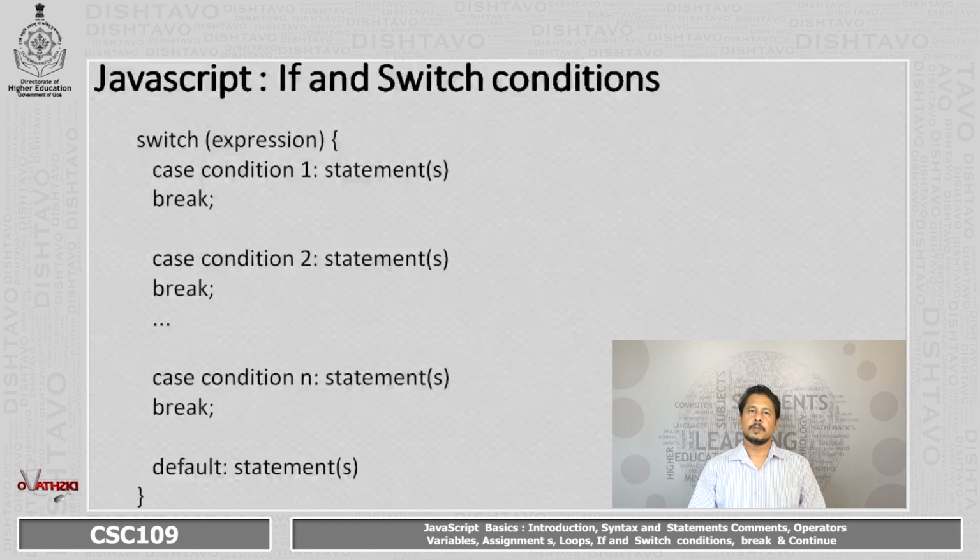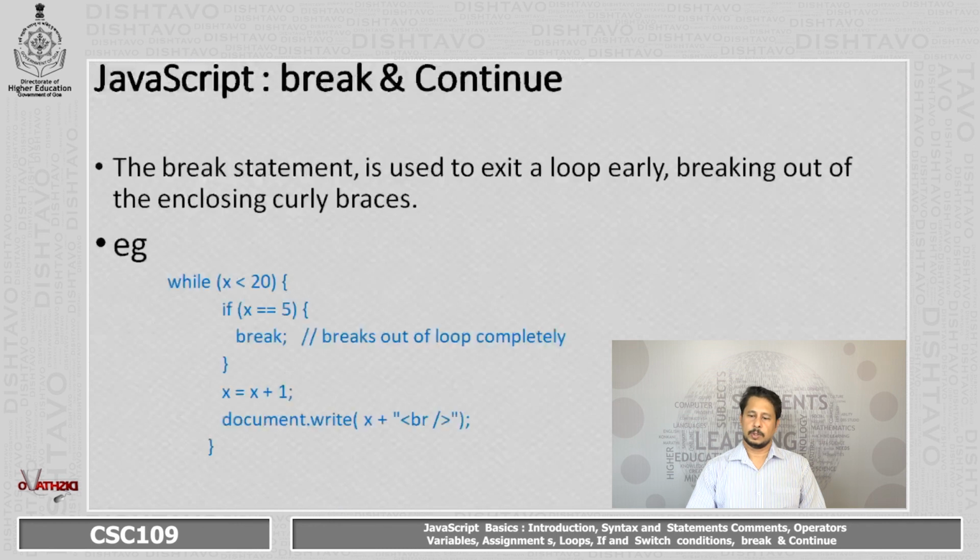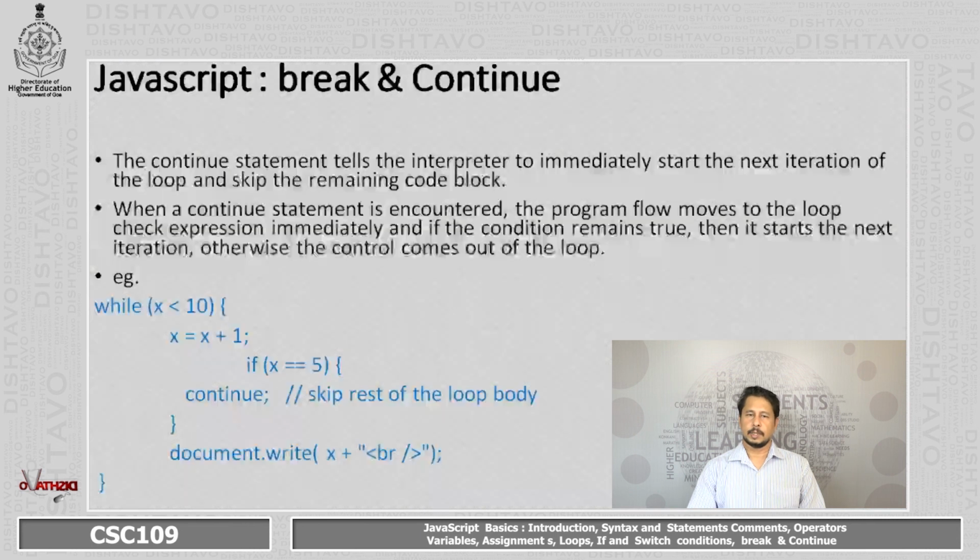We could optionally have a default block for the switch statement, wherein if none of the above labels match the test expression, then by default this default block gets executed. There are break and continue statements in JavaScript. The break statement is used to exit a loop prematurely by breaking out of the curly braces. Whenever the loop iterates, if for some reason we want to terminate abnormally, we could use the break statement.